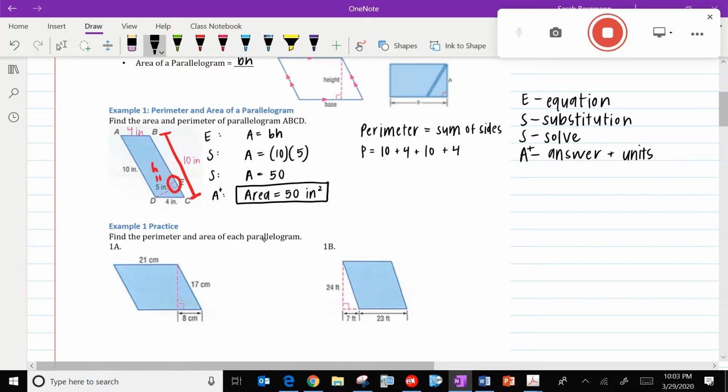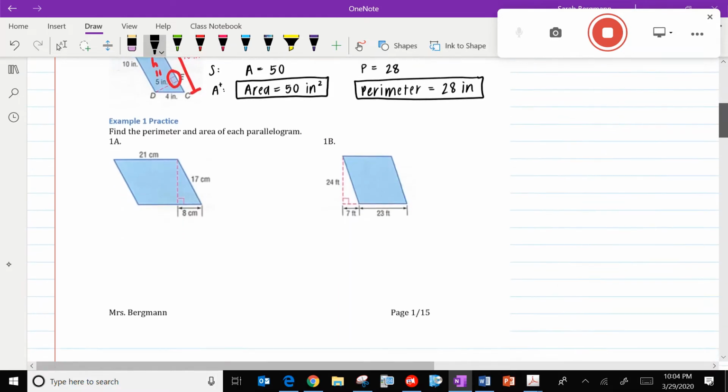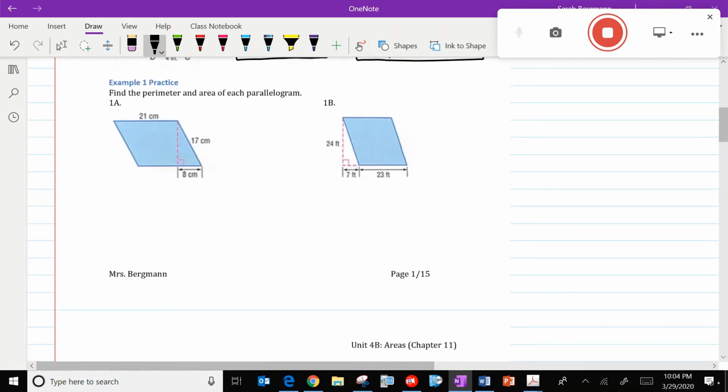Once I have 4 sides added together, I can move to my next step, solve. 10 plus 4 plus 10 plus 4 gives me 28. So my answer is that the perimeter is equal to 28 inches. All right, I'd like you to pause the video and try each of these below.